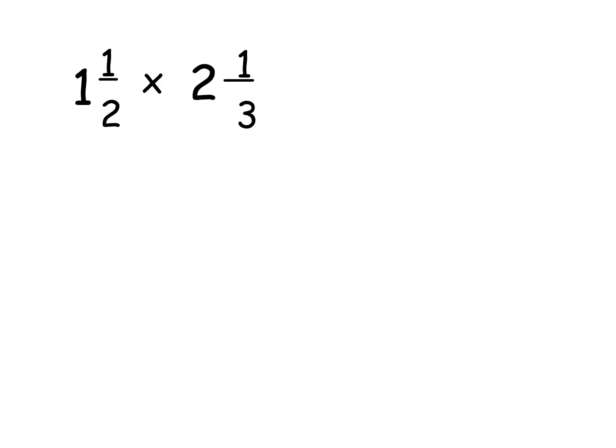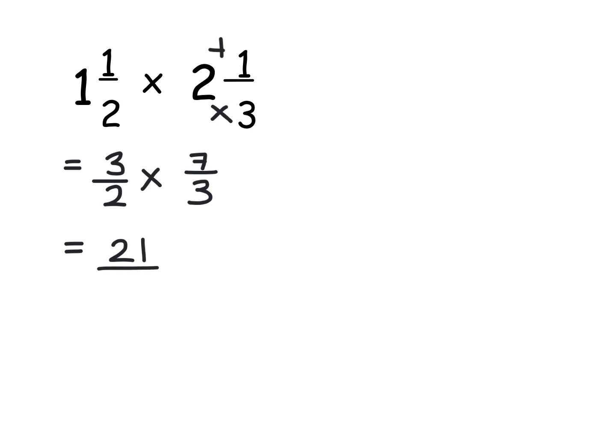So what happens next to make it a little bit harder? We make it mixed fractions. So step 1 was to make them top heavy. So the big number times the bottom, 1 times 2 is 2, add 1 is 3. So I've got 3 halves, times 2 times 3 is 6, add on the 1 is 7. So I've got 7 over 3. Now if I just do it top times top, I get 3 times 7 is 21, 2 times 3 is 6. And then I should hopefully spot that's my 3 times table, so I'm going to divide both of these numbers by 3, and it gives me 7 over 2.